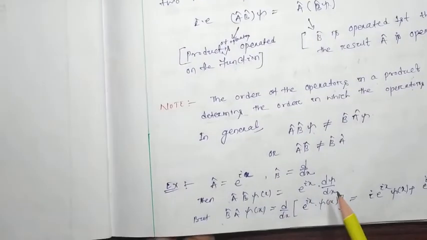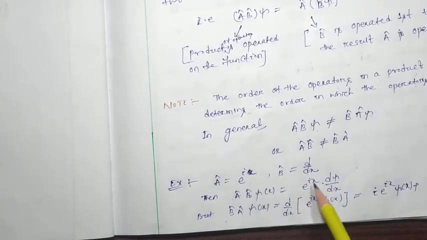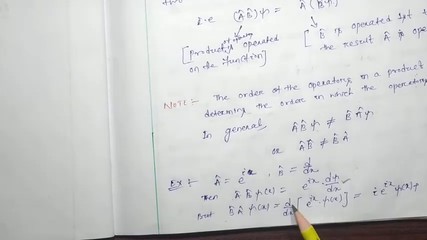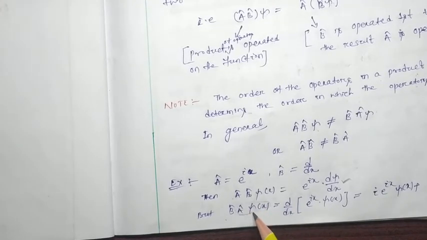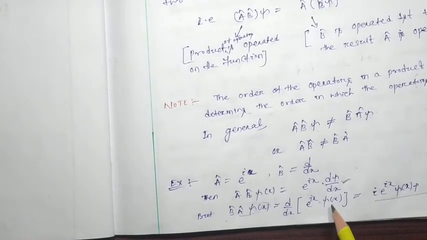Here we can consider a simple example. Suppose A cap is e to the power ix, B cap is d by dx. B cap first operated over a function psi(x) gives e to the power ix into d psi by dx. But in the reverse way, if A cap is first operated over psi(x), A cap is nothing but e to the power ix, so we get e to the power ix into psi(x). Then when B cap is operated over this result, it is d by dx of the whole function, which is a product of two functions. So the first derivative of this will be different.